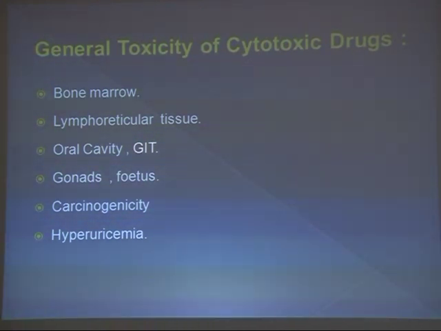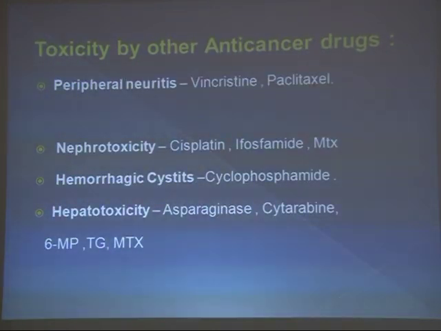So what are these generalized toxicities? Bone marrow, lymphoreticular tissue, oral cavity, GIT, gonads, fetus, carcinogenicity. See, the drugs themselves are used for the treatment of cancer and they are themselves responsible for the causation of cancer, and hyperuricemia. Why? All these, right from gonads, fetus, oral cavity, lymphoreticular tissue, bone marrow, are rapidly multiplying cells in our body, and the toxicity is caused due to this.